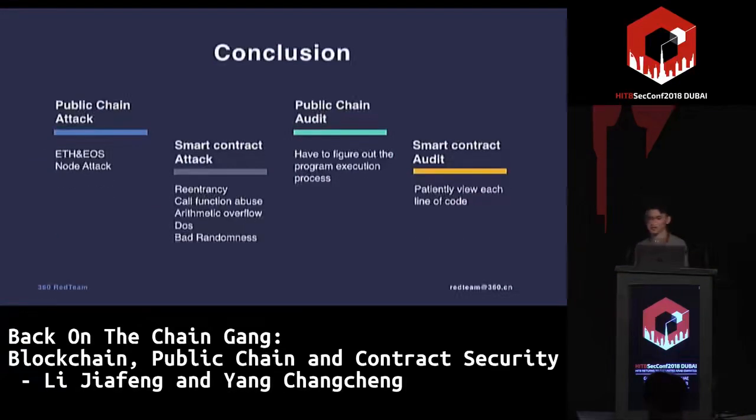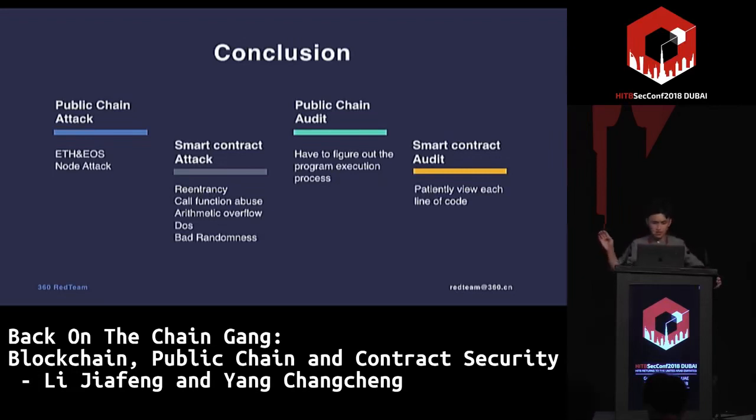For public chain attacks, we have shown you Ether and node attacks about DoS or taking control over. This is it. And smart contract attacks are about reentrancy, call function abuse, architecture flaws, overflow, DoS and bad randomness. If you are interested in this, smart contracts are not just this, so you can search for them. There are a lot of attack surfaces. So we have some attack advice.